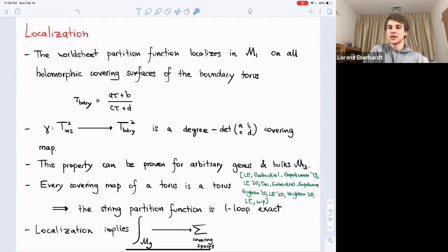I mean, the one loop exactness immediately follows from the localization, just because if you would have a higher genus worldsheet, you would need some holomorphic map from some higher genus surface to a torus for it to be non-vanishing. That's what it would localize on, but such a map just doesn't exist. So the one loop exactness is an immediate consequence of this localization.